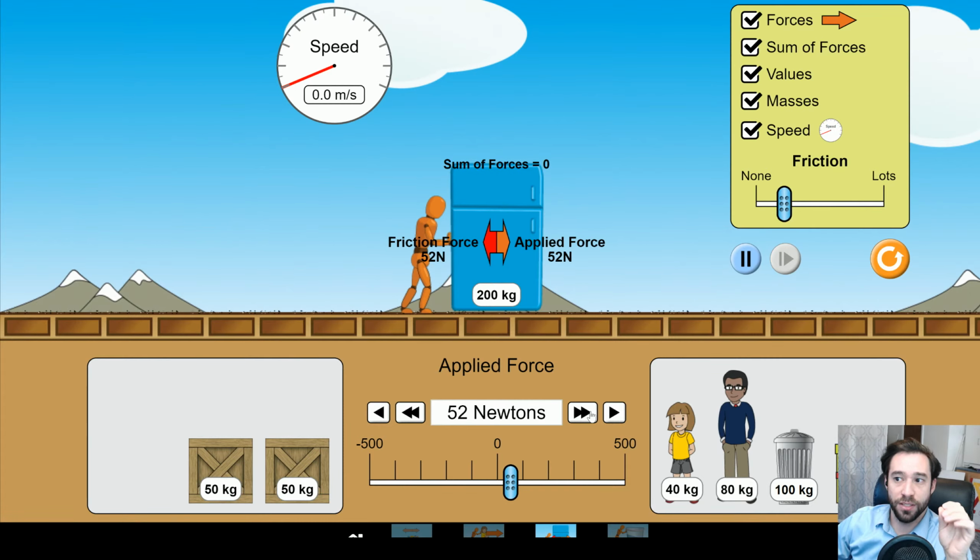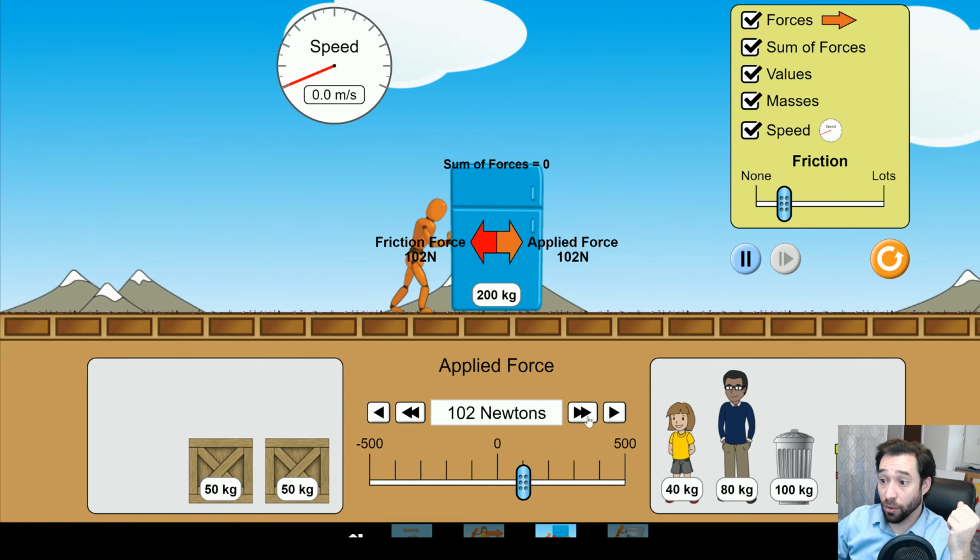This pattern is going to continue until I reach that threshold where it breaks free from the surface and starts to slide. Okay? So as I'm increasing the applied force, the frictional force due to static friction is going to negate my applied force at the same rate. So if I apply 52 newtons, it's going to push back with 52 newtons. If I go up to 102, it's going to push back at 102. Is everybody tracking?